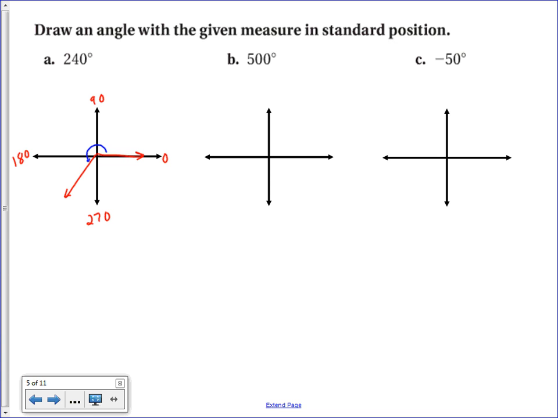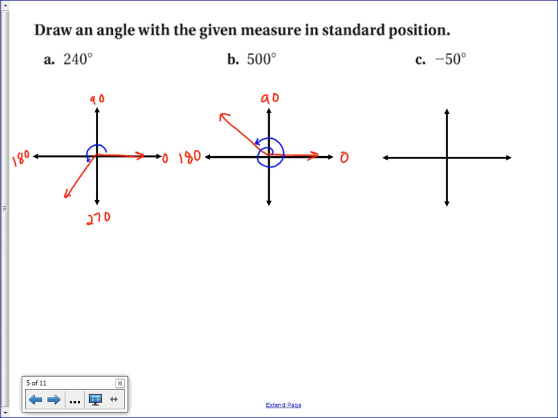500 degrees, I want to see your initial side at 0. Think about spinning around 500. If I go all the way around the circle, that's 360. In order to get from 360 to 500, I need to go another 140. So if this is 0, 90, 180, 140 is going to end up being somewhere in the second quadrant, about here. But the directional arrow will show that we actually went all the way around the circle before we got there. So there's a 500-degree angle.